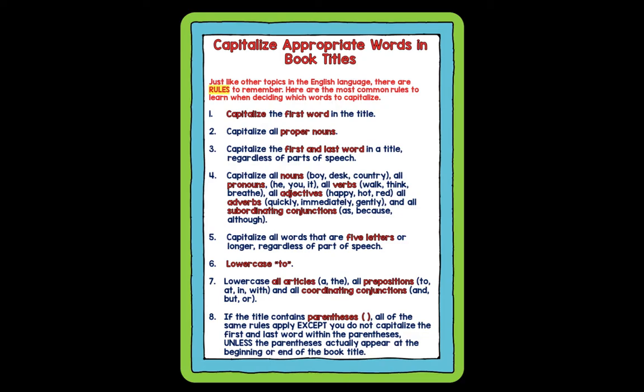Number five, capitalize all words that are 5 letters or longer, regardless of the part of speech. Okay, remember a lot of times I say don't capitalize the filler words because they're those little tiny words, right? If they're 5 letters or longer, we're capitalizing it. Number 6, lowercase the word to. Number 7, lowercase all articles such as a and the. All prepositions such as to, at, in, with. And all coordinating conjunctions like and, but, or.